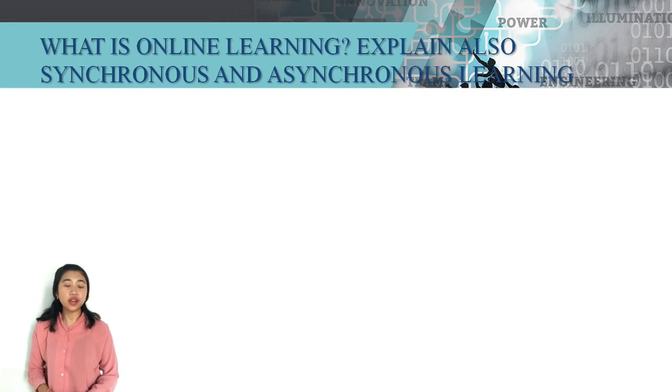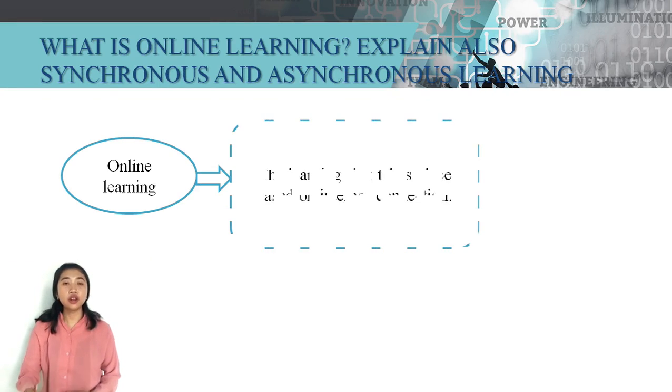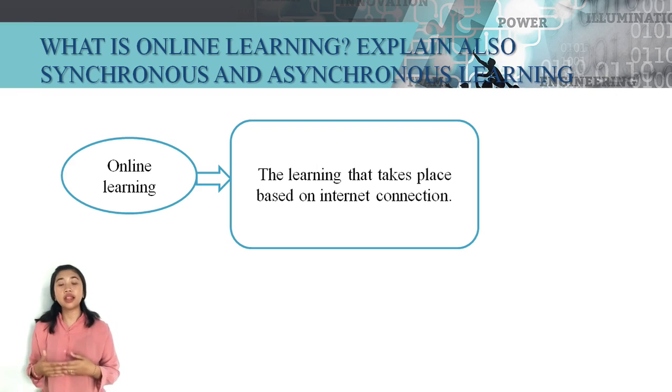What is online learning? Explain also synchronous and asynchronous learning. So online learning means the learning that takes place based on internet connection. In the online learning, the students will be more flexible because they can access the learning anywhere and anytime.